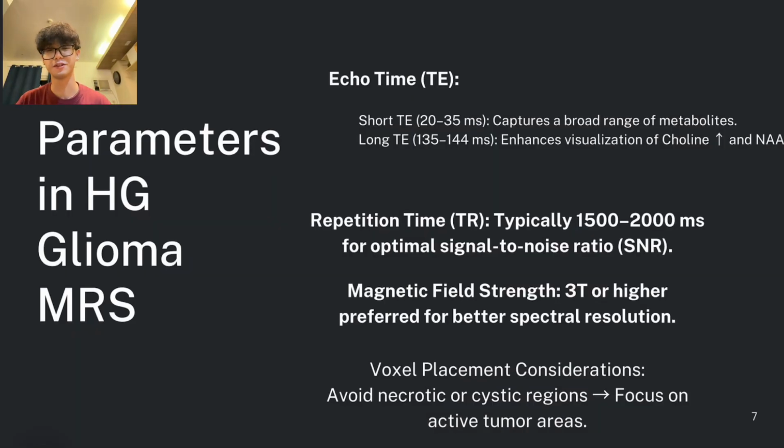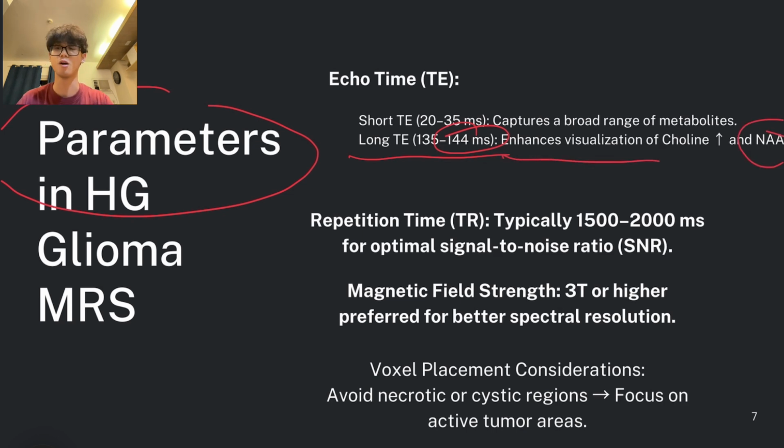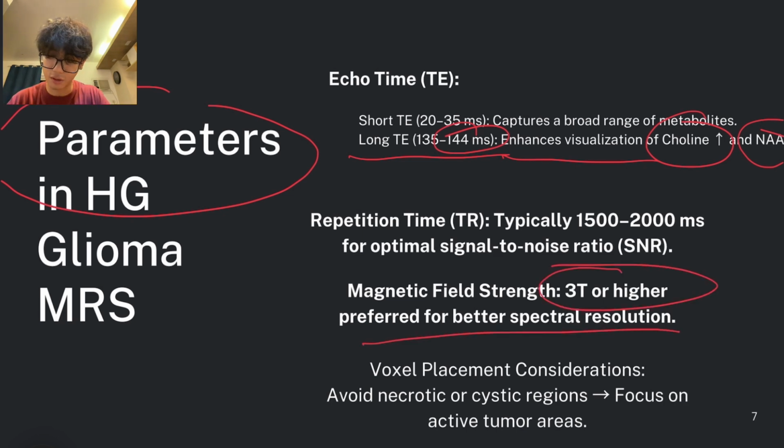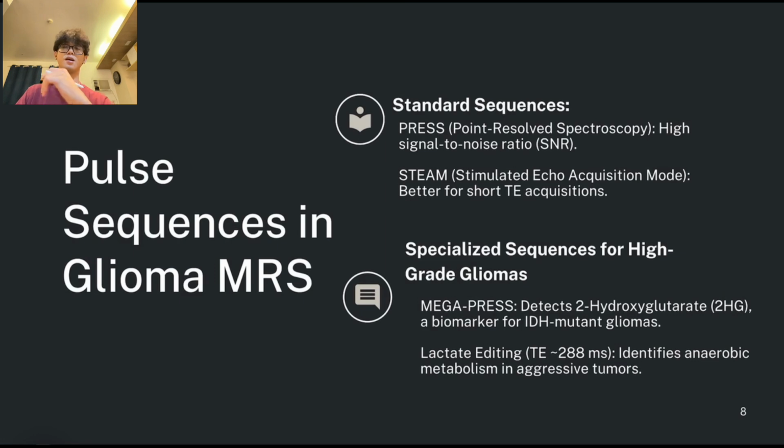For the parameters used in MR spectroscopy of glioma, brain tumor, we often use a longer echo time of 144 milliseconds. This is to enhance the metabolites such as the NAA and the choline. We often pair it with the higher field strength of 3 Tesla to improve the spectral resolution and voxel placement, and we should focus on enhancing tumor regions while avoiding necrosis.